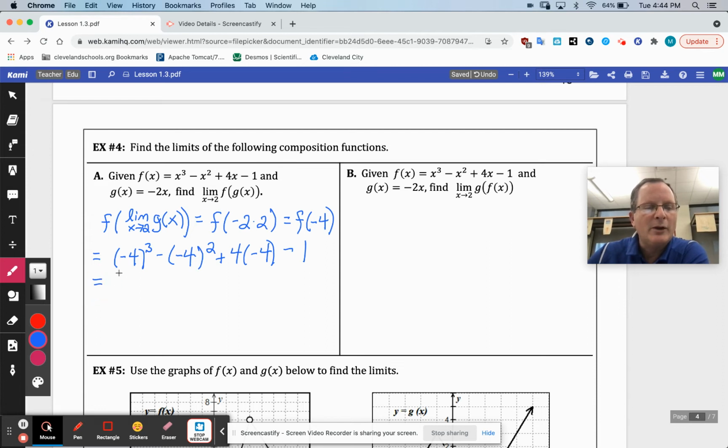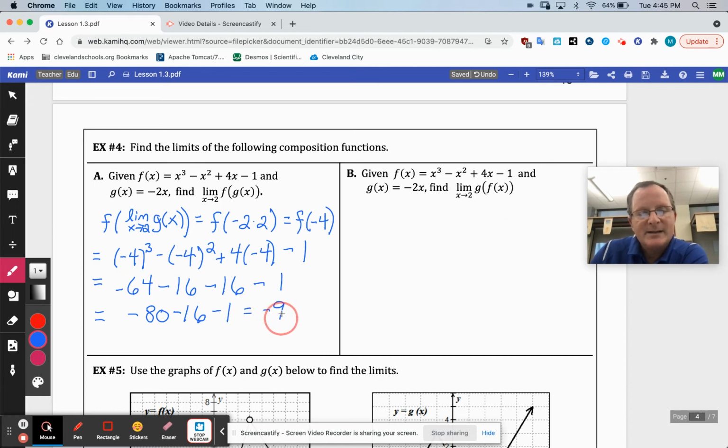All right, no calculator. Negative 64 minus 16 minus another 16 minus 1. So this is negative 64 minus 16, so negative 80, minus 16 minus 1, negative 96 minus 1. You can do this a lot faster than I'm doing. And so my final answer is negative 97, unless I messed up, but I don't think I did. I think that one's good.